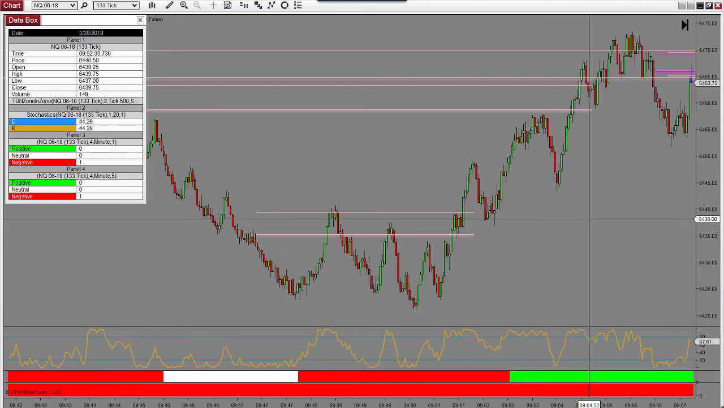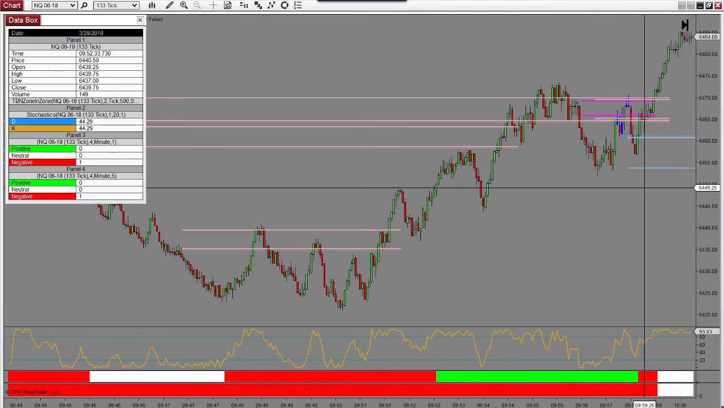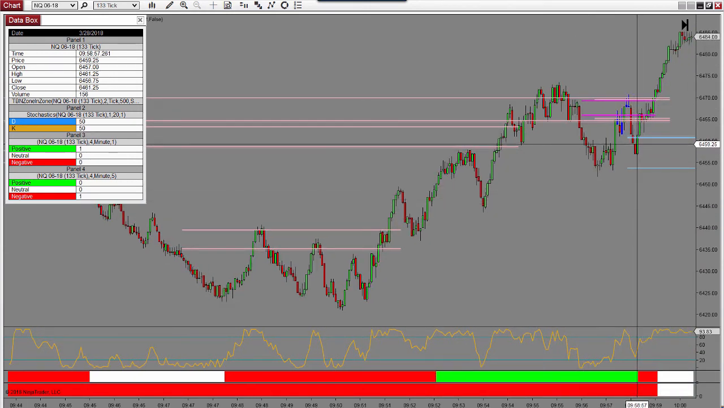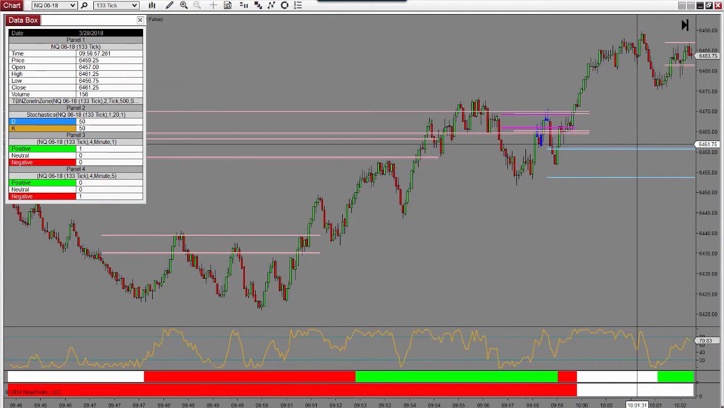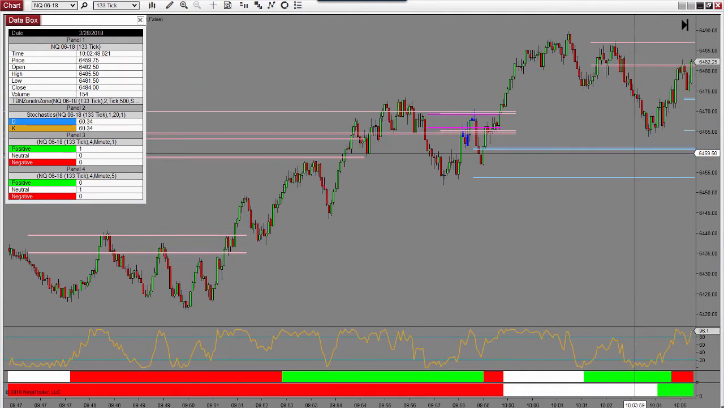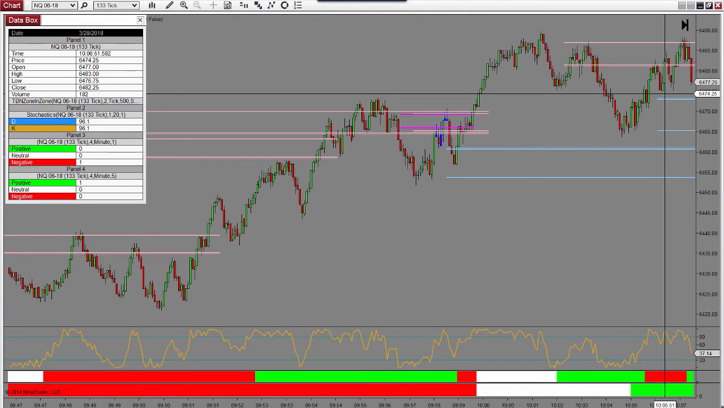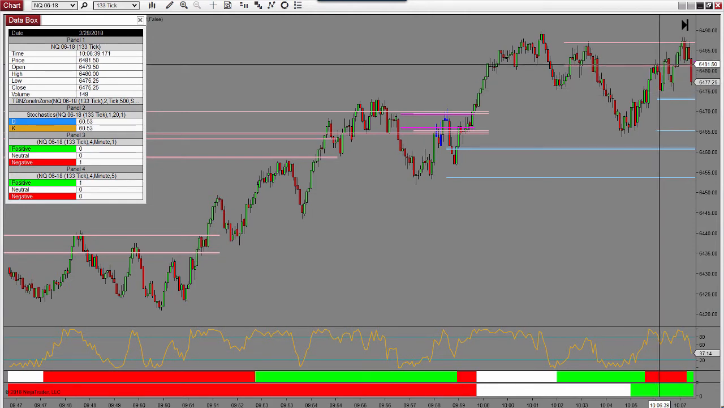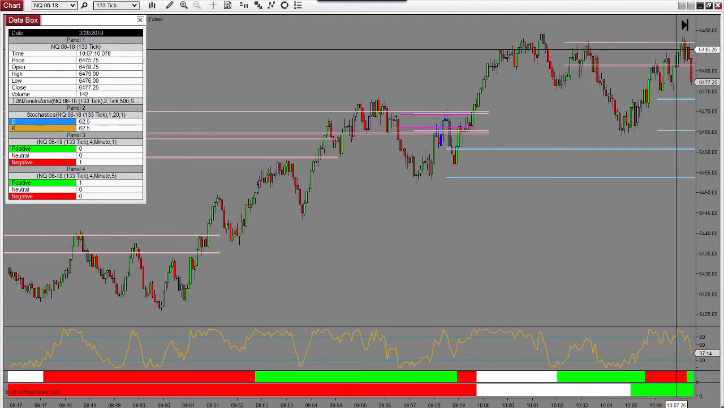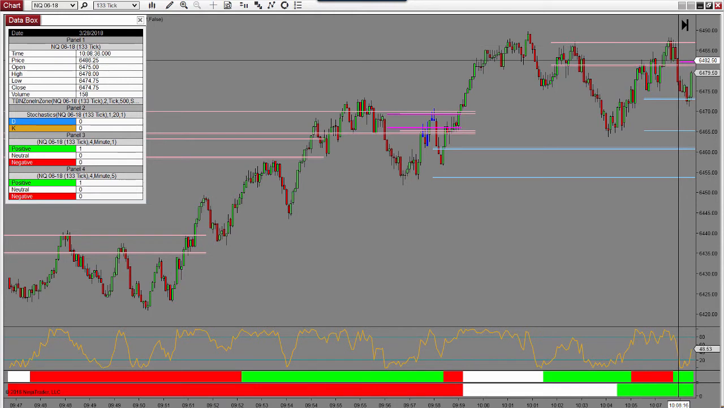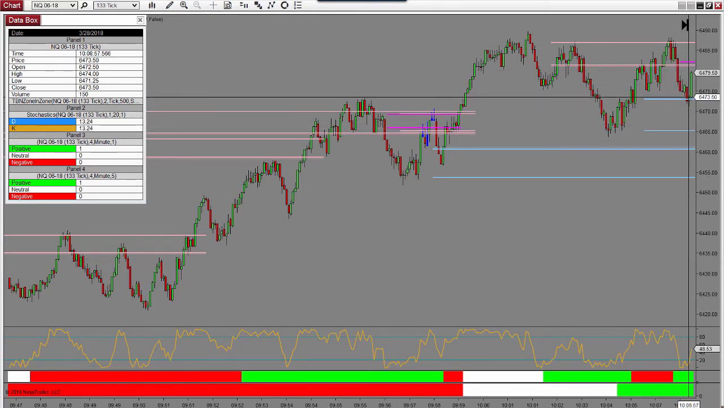Okay, wait for my blue zone. There's your blue zone. And look at that move off there. Okay, I'm not going to look for a short. Actually, I can look for a short now. So I could take a short right here. Would have been a loss. I no longer have divergence in here. I am green and green, so I would get long right here.